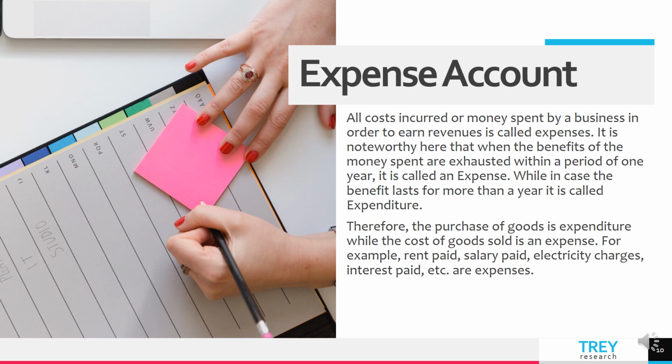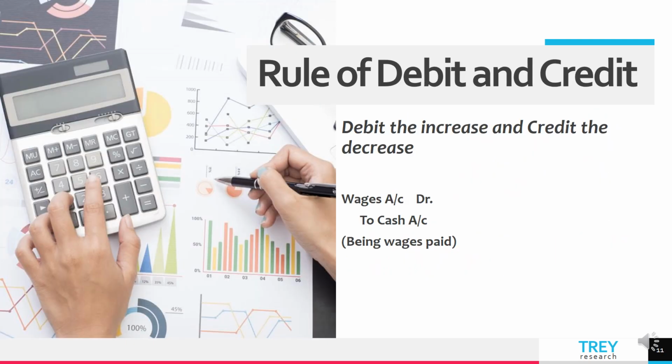Now, if we try to understand this particular account, all expenses are included in this account. Rent paid, salary paid, wages paid, all these are expenses. So the rule pertaining to this particular account will be opposite to that of revenue account. Okay. So debit the increase and credit the decrease. Debit the increase, credit the decrease. So whenever our expenses are increasing, we'll debit the expense account. Whenever our expenses are decreasing, we will credit that account. As simple as that. Wages account is getting debited because we are paying the wages. We are crediting the cash account. Cash is going out of the business. Okay. So I hope you have understood this.